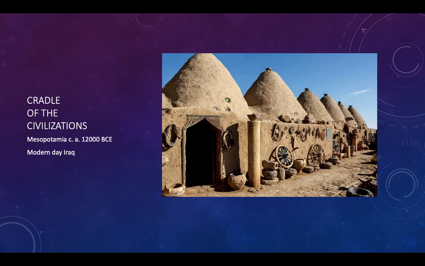So this is Mesopotamia, basically modern day Iraq. There was a civilization called the Mesopotamian civilization, and that was the first civilization we know from our history, where people came together, settled down and lived like a city.